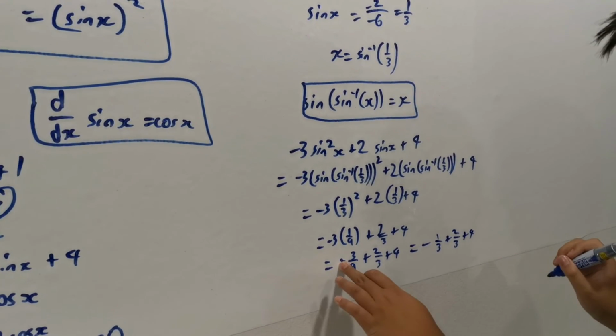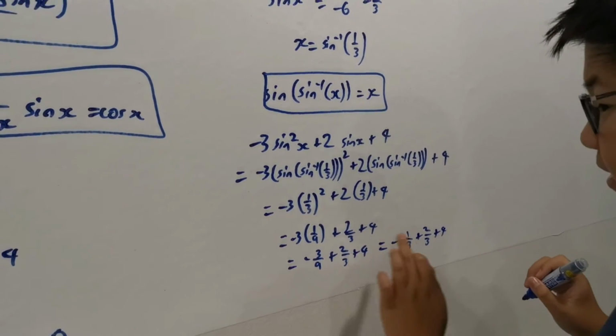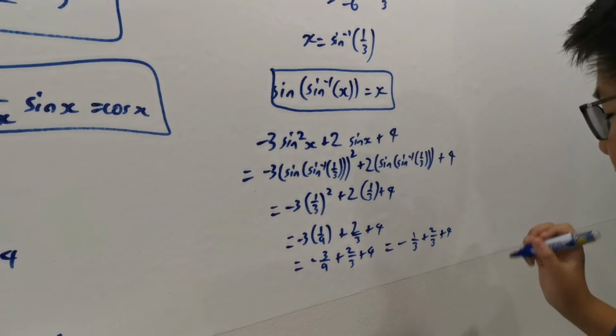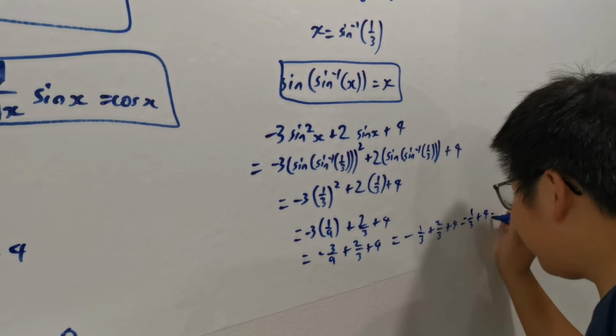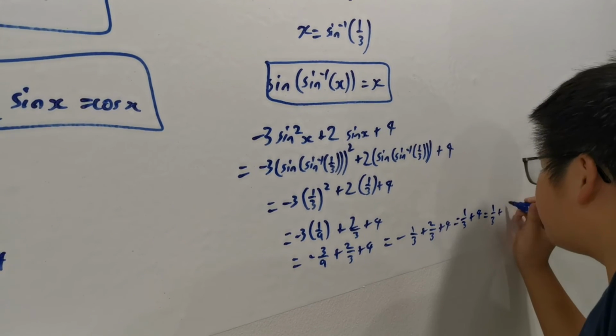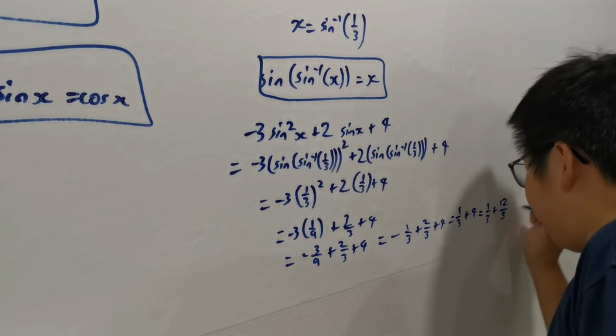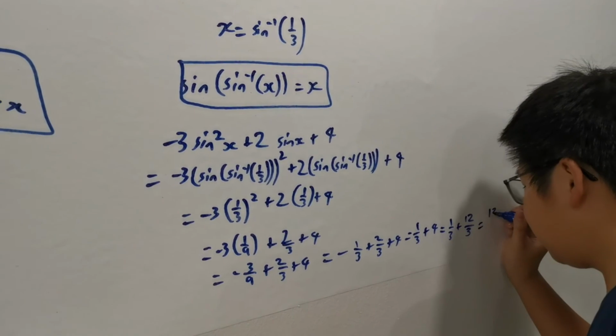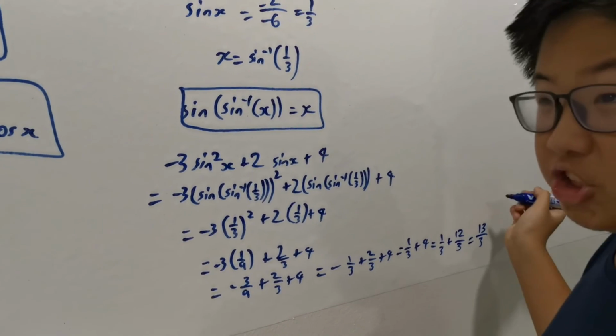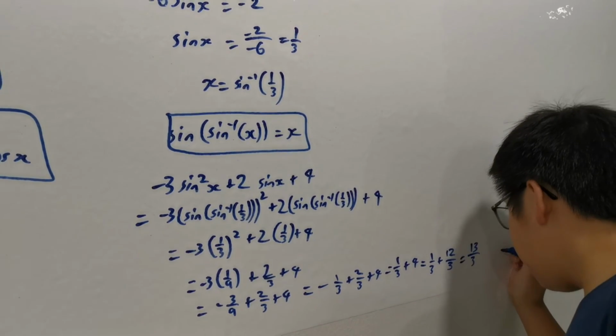I simplified minus 3 over 9 to become minus 1 over 3. And I also put the minus 3 inside the bracket. Now we will add these terms together. Remember our rule for adding fractions, make them the same denominator. 4 is 12 over 3, plus 1 over 3, is 13 over 3. Which is option C.